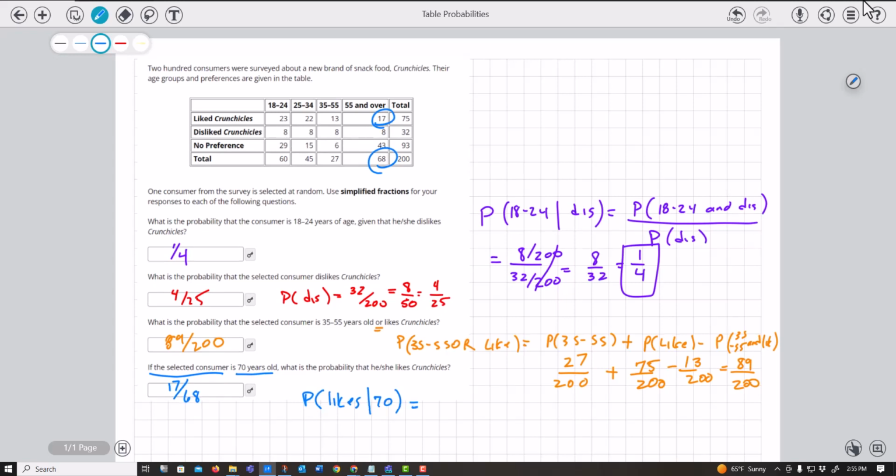Once again, you could do this the same way as I did up here: the probability that they like and are 70 would be 17 over 200, over the 68 over 200, the given. And again, I get these tables are really confusing, but if you always start with the definitions, remember that the given is the probability of the and over the probability of the given, and then the or. And I think this makes sense. We always say you always subtract the intersection and nobody knows why, but I think it makes sense with the table because you could see you counted it twice.